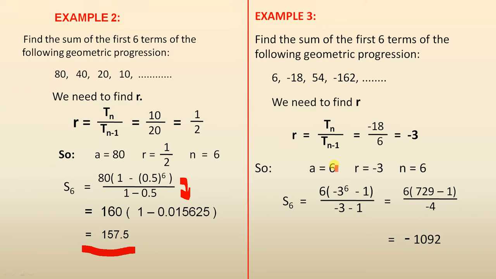So the first term is 6, the common ratio is minus 3, and we have to find the sum of the first 6 terms. Now notice here the absolute value of minus 3, it's greater than 1, so we use the first formula. So on the previous slide we just used the first formula. We substitute those values in, and after we use our calculator, here is the sum of the geometric progression.